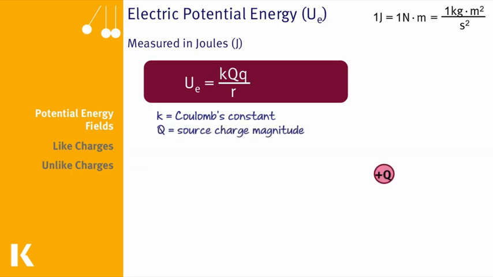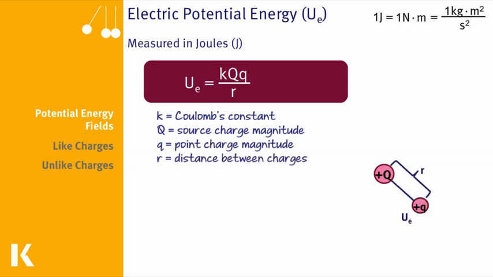The big Q is the source charge magnitude, as often electric potential energy will be given as a relationship between a source charge, like a nucleus, and a charge that is being affected, like an electron or perhaps a positron. The little q is the charge of that point charge, and the r is the distance separating those two charges.